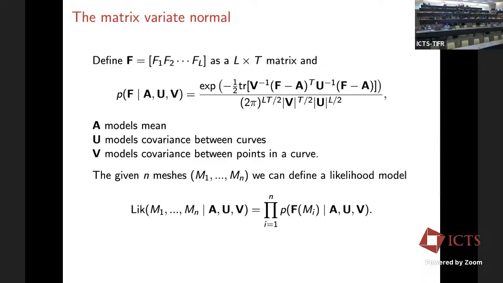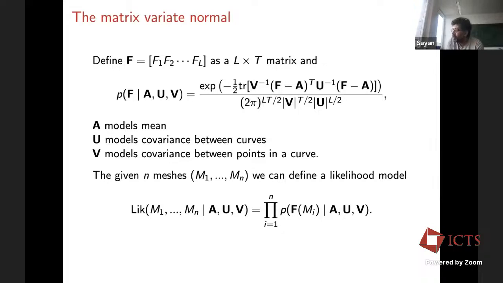Okay. Thank you, sir. So I will go back and read these models again. Yeah, so it's called the matrix variate normal. It's related to what's also called the Wishart distribution. It's a slight generalization of the Wishart.